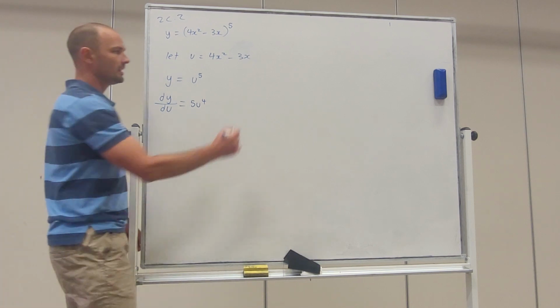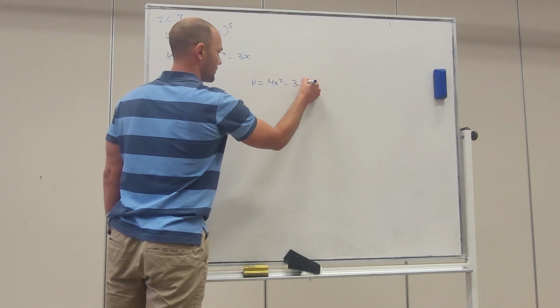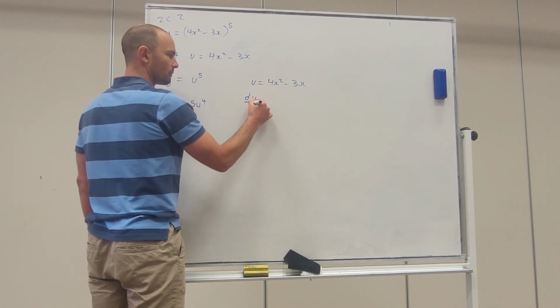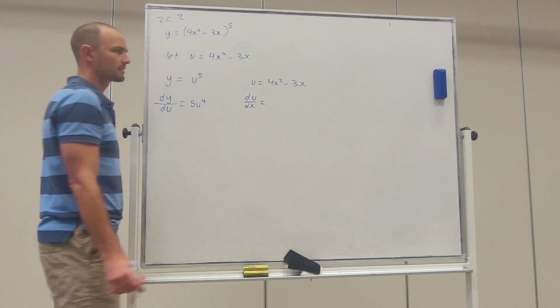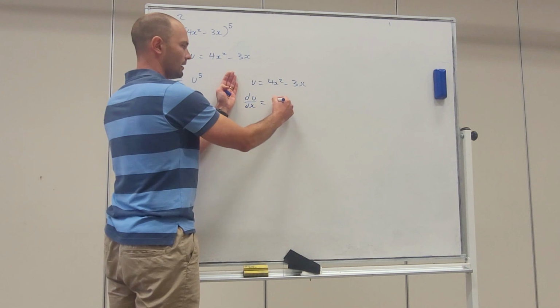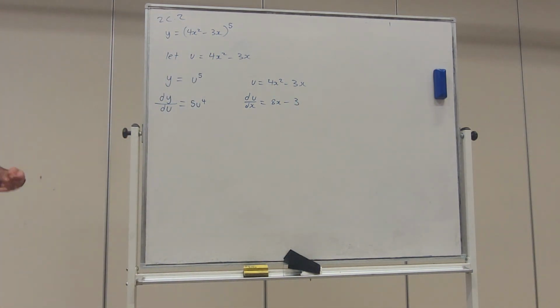Similarly, we had u is 4x squared take 3x, and so I can differentiate this function u with regards to x. We're familiar with that as well. This would become 8x take 3. Good, very good. Now, watch this.